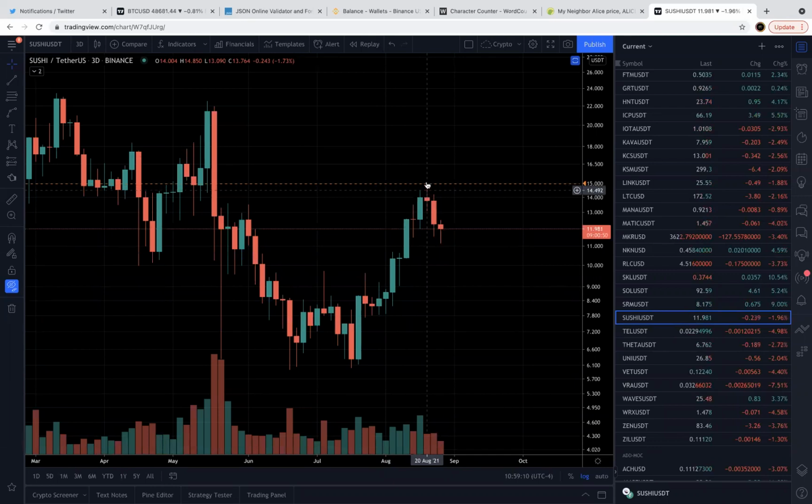Sushi had hit this resistance, right, and that's why, and then BTC's influence. But anyway, you can consider this as bottom. Should go up.